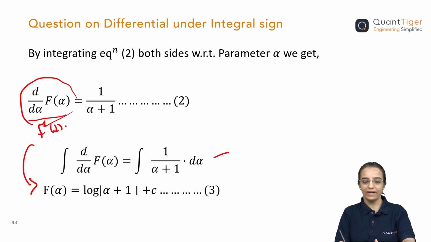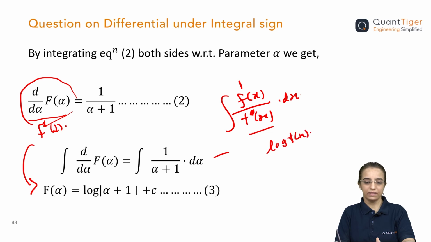Now here I applied the formula, like f dash of x upon f of x with respect to dx. जब भी हम करते हैं ना, तो अगर इस तरह की सिचुएशन है, the denominator में f of x होगा और उसका डेरिवेटिव अगर न्यूमरेटर में है, and if you are integrating that, in that case उसका इंटीग्रेशन हो जाता है log of f of x plus c. So this is the thing, log of f of x plus c.